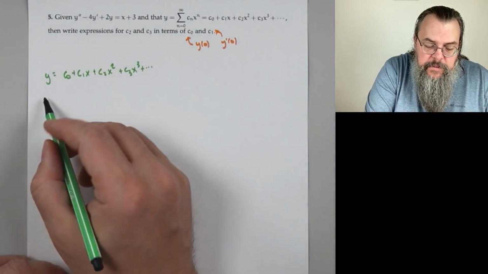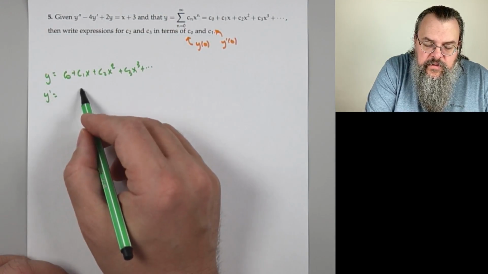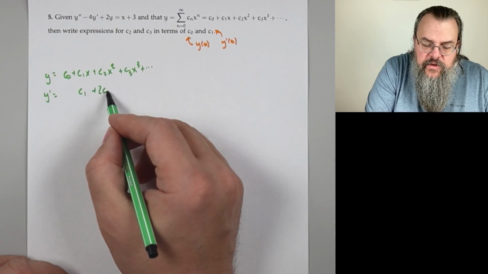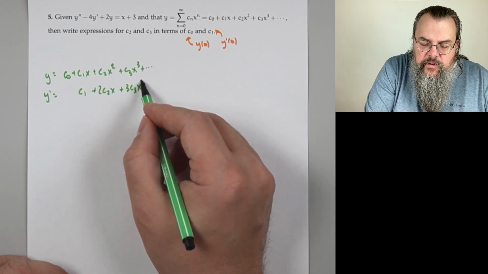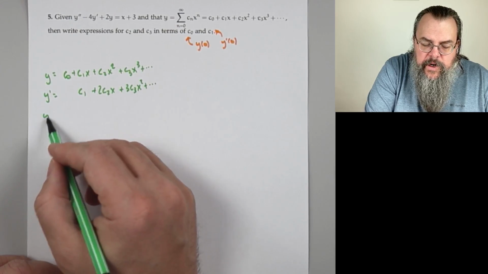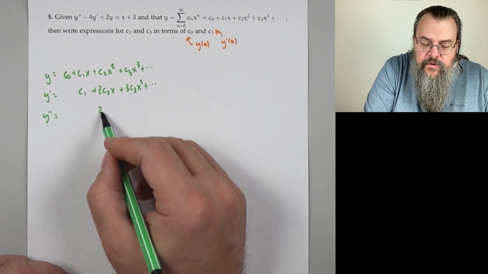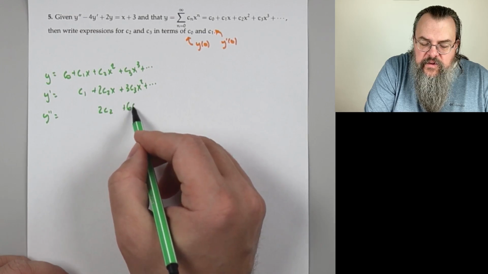Well, we need y prime. So that's c1, 2c2x, 3c3x squared, and we need y double prime. 2c2, 6c3x.